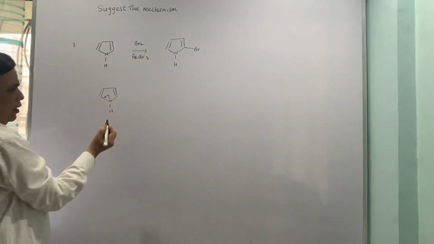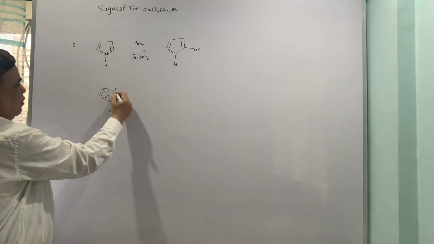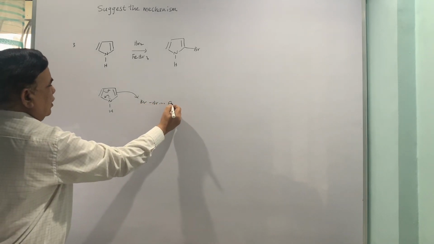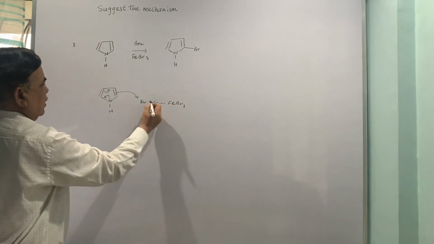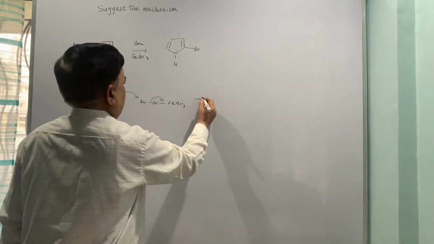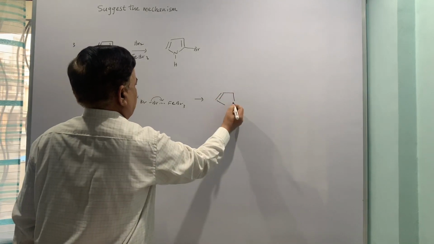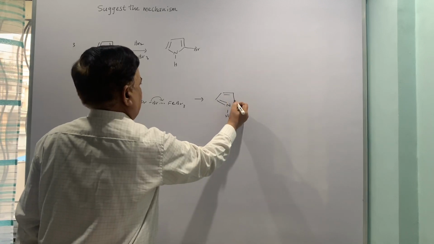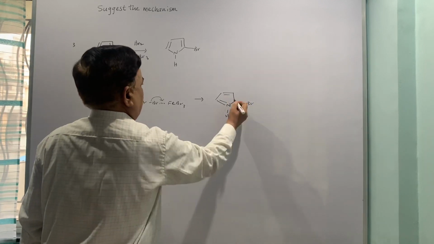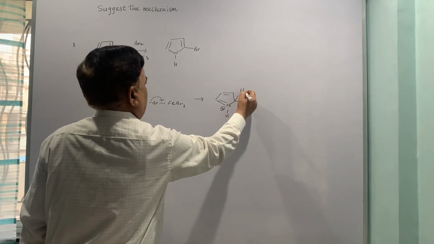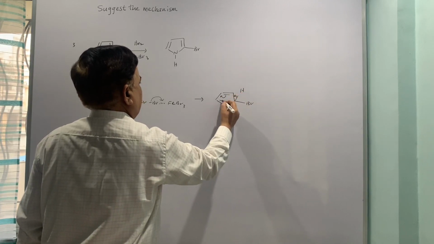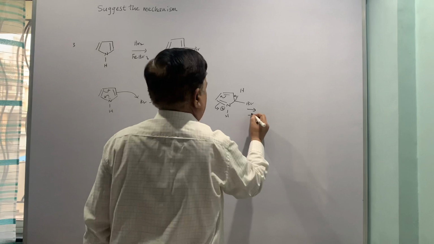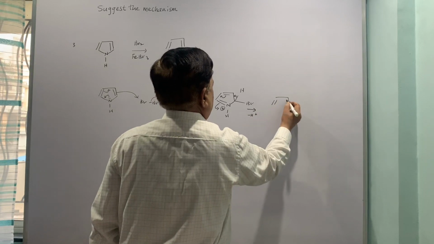This lone pair then interacts with your bromine molecule, which is already bonded with the Lewis acid, and later on the formation of the arenium ion intermediate, or we can show the steps here, and N plus. The loss of a proton subsequently rectifies the charge on nitrogen. So minus H plus gives you the target molecule.